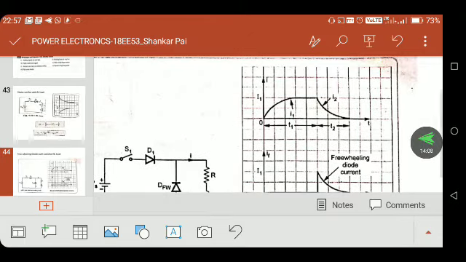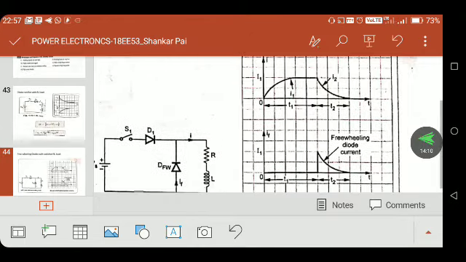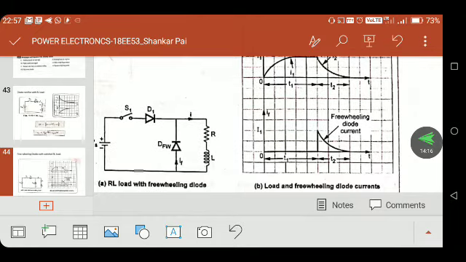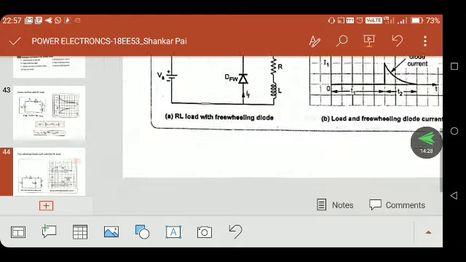Look at the current waveforms here. The first waveform is the load current. Whenever the switch is open, that is at time period T2, the current in the circuit is due to the charge stored in the inductor, and that flows through the freewheeling diode.